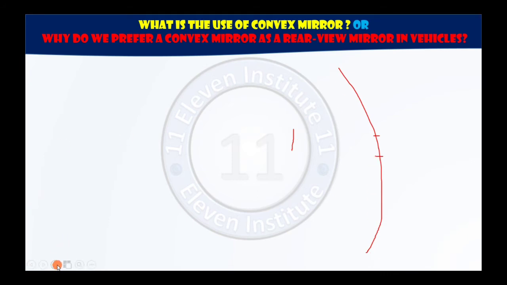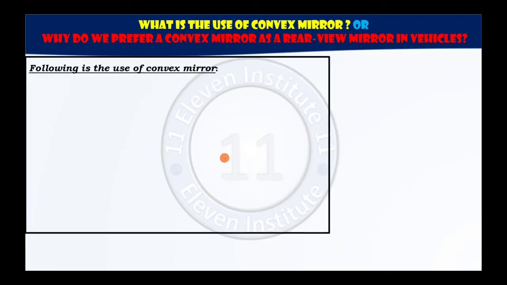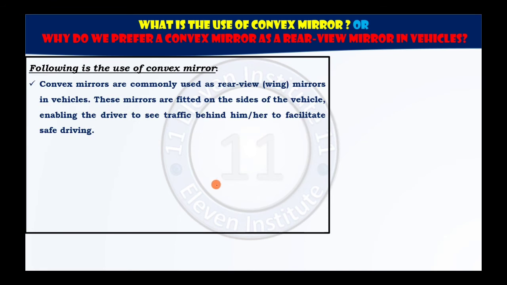That's it. So the mirrors that we are seeing, or that are used in our vehicles, are convex mirrors. And why we use convex mirrors only, let us see the reason. Following is the use of convex mirror. First point, convex mirrors are commonly used as rear view mirrors or wing mirrors in vehicles. We have already seen that these mirrors are fitted on the sides of the vehicle, enabling the driver to see traffic behind him or her to facilitate safe driving. Right, so the use is common.